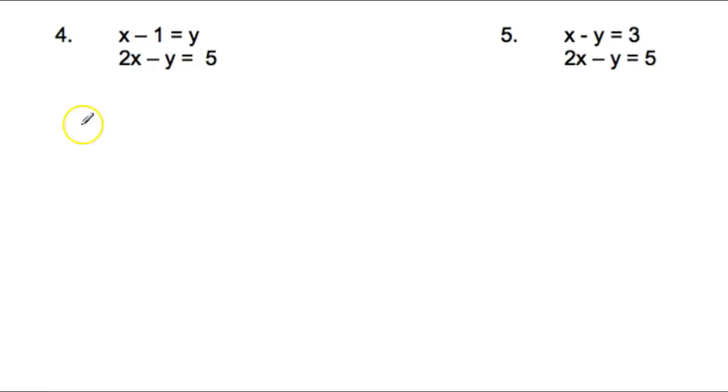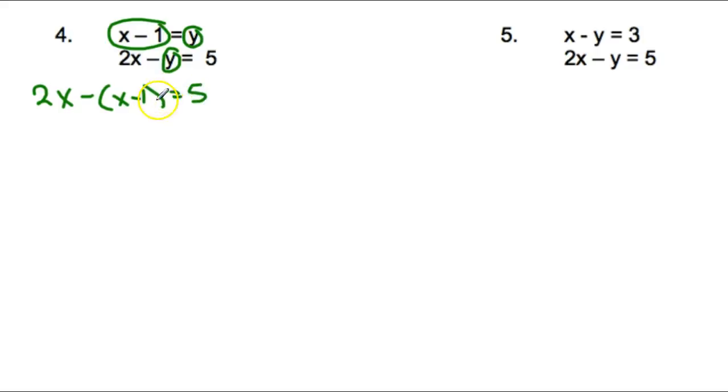So over here, step number 1, solve one of these for a variable. Whoa, look what we got here. Y is already by itself, so it's already solved. So that means I'm going to take this x minus 1 and plug it in for this y. And this is why parentheses are so important. So 2x minus, instead of y, I use parentheses. X minus 1 equals 5.